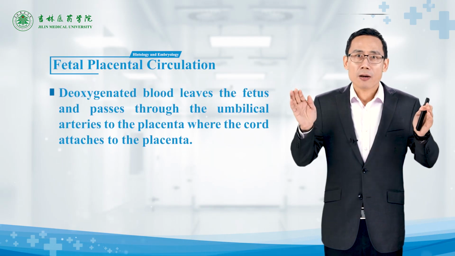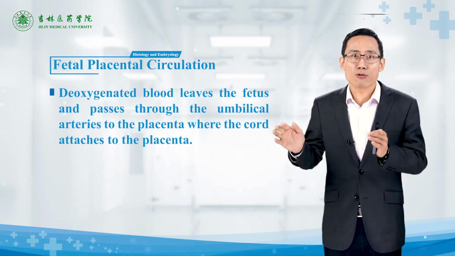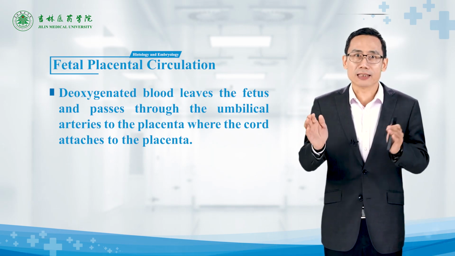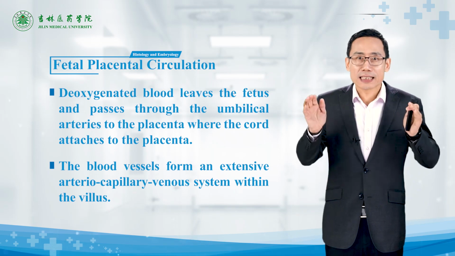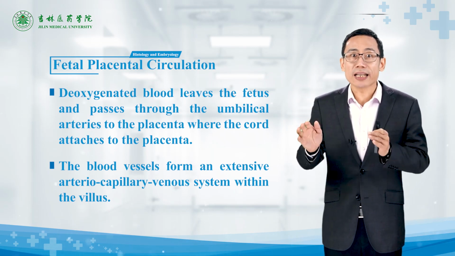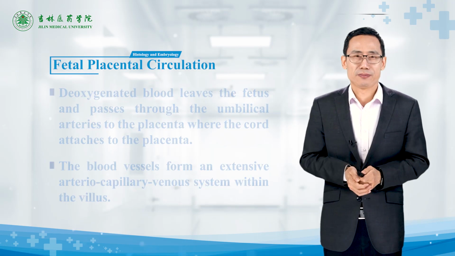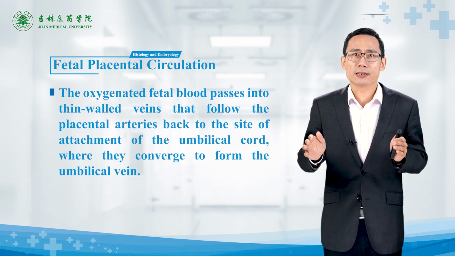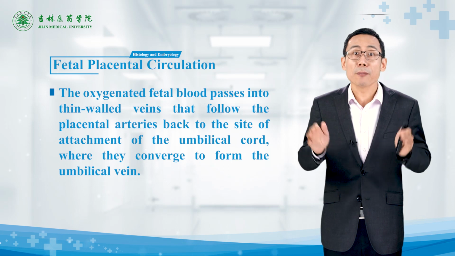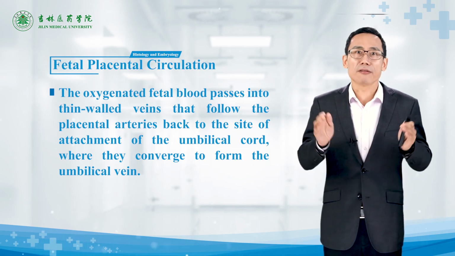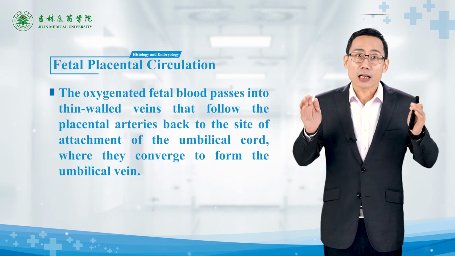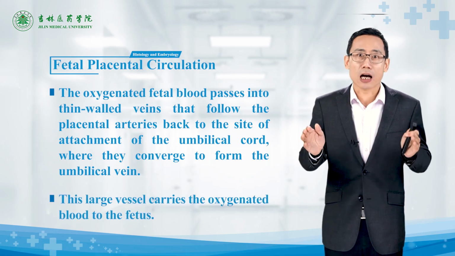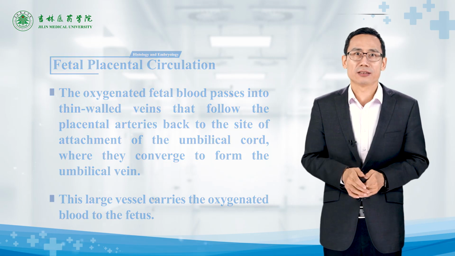Fetal placental circulation. The deoxygenated blood leaves the fetus and passes through the umbilical arteries to the placenta, where the cord attaches to the placenta. The blood vessels form an extensive arterial-capillary-venous system within the villus. The oxygenated fetal blood passes into thin-walled veins that follow the placental arteries back to the site of attachment of the umbilical cord, where they converge to form the umbilical vein. This large vessel carries the oxygenated blood to the fetus.